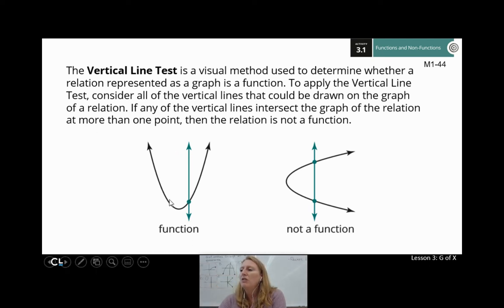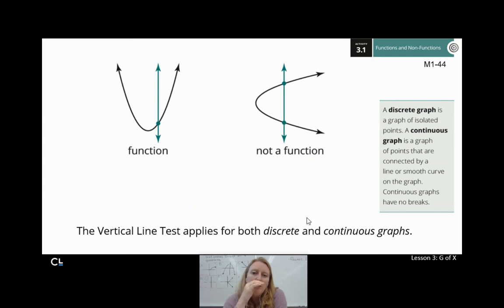So you can see for this parabola, which is facing upward, anywhere I draw a vertical line, it's only going to intersect the graph once. So it's a function. But for this parabola that's sideways, that's opening off to the right like that, that's not a function because there are lots of places where if I draw a vertical line, it intersects in two places, not one. Well, darn it. And I also do want to point something out. The vertical line test applies for both discrete and continuous graphs. It does apply to both of them.